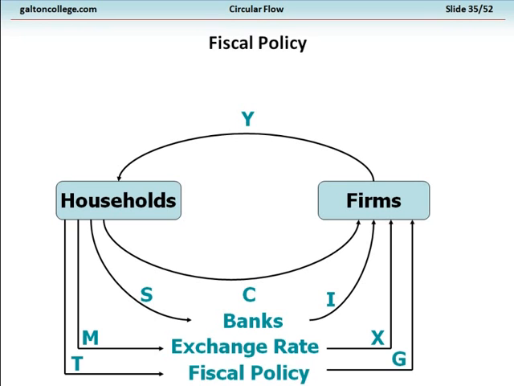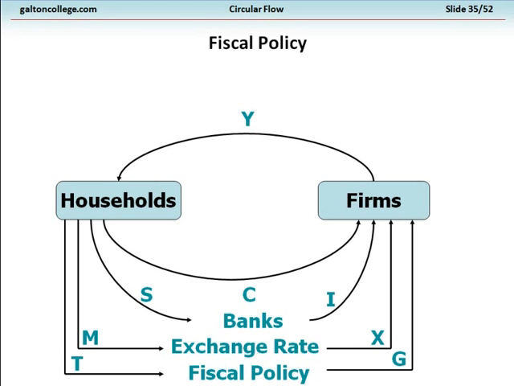Another leakage out of the system is taxation. Well, we talk about taxation in the context of what we call fiscal policy. Fiscal policy is about the government borrowing and taxation. Government borrowing, taxation, and then government expenditure on the other side. So here we've got T equals taxation, G equals government expenditure. And if the government balances its account, if it spends exactly what it takes in, then the circular flow would be maintained. The circular flow would be constant.